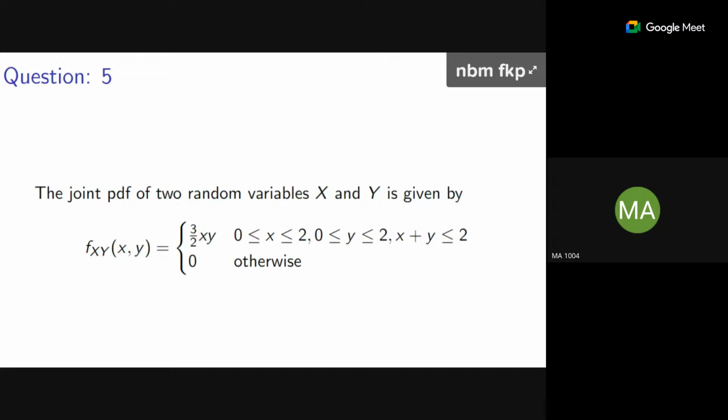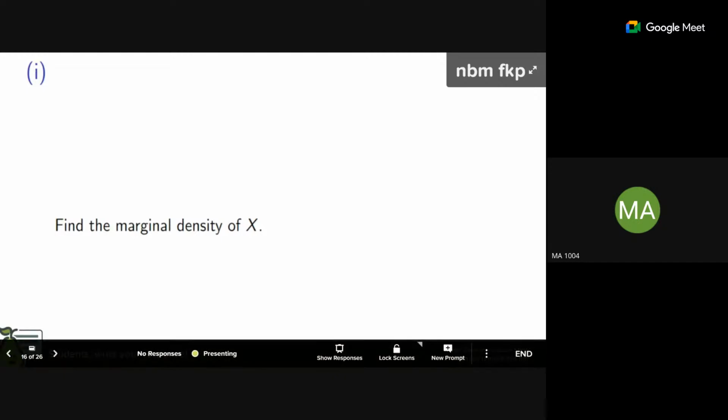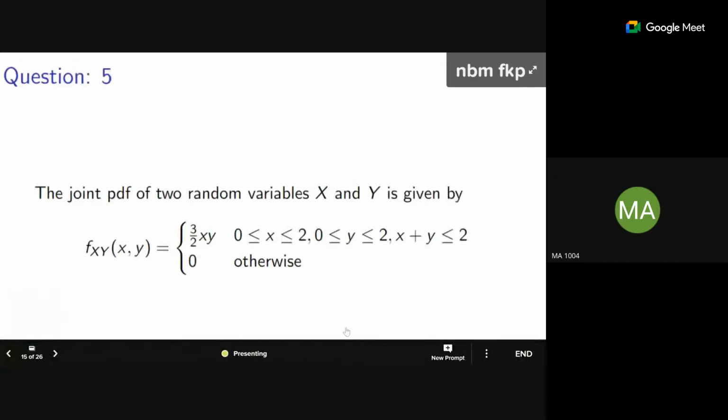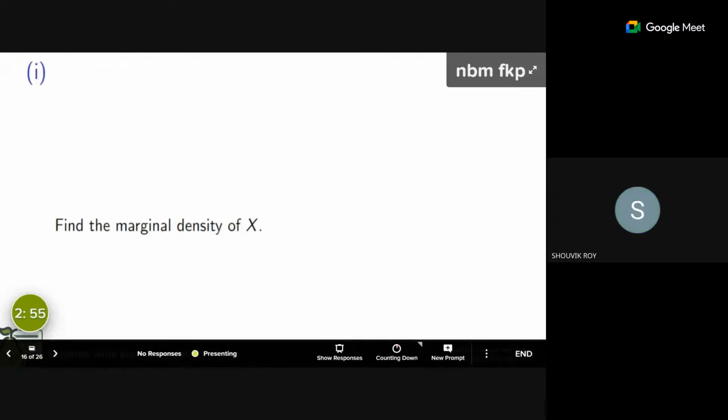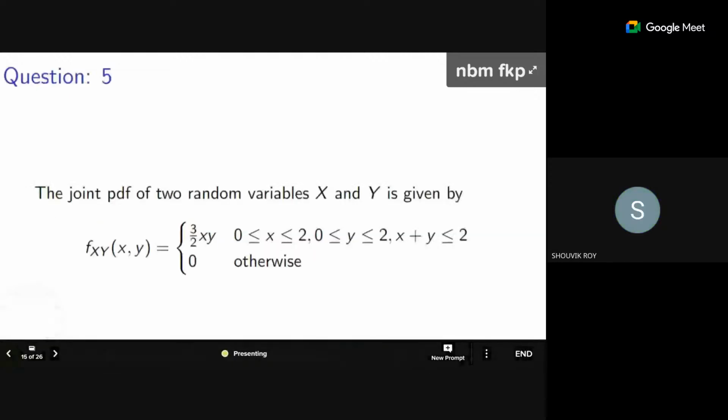Okay, did you guys get this question? Here we want to calculate the marginal density of X. So don't worry, this is the second last question, it seems.